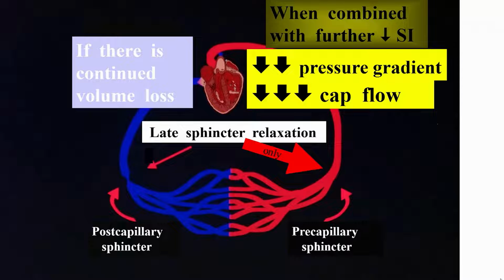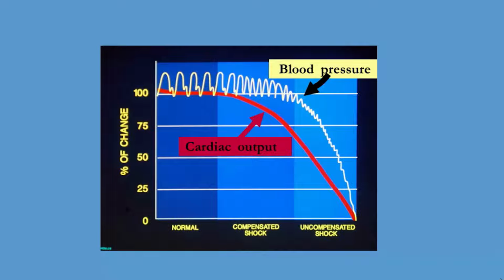Then you continue to lose volume, then you really lose that pressure gradient and the ability of the pre and post capillary sphincters to continue to compensate. Okay. And this is where we get into the uncompensated shock, where blood pressure and cardiac output really fall off the cliff.